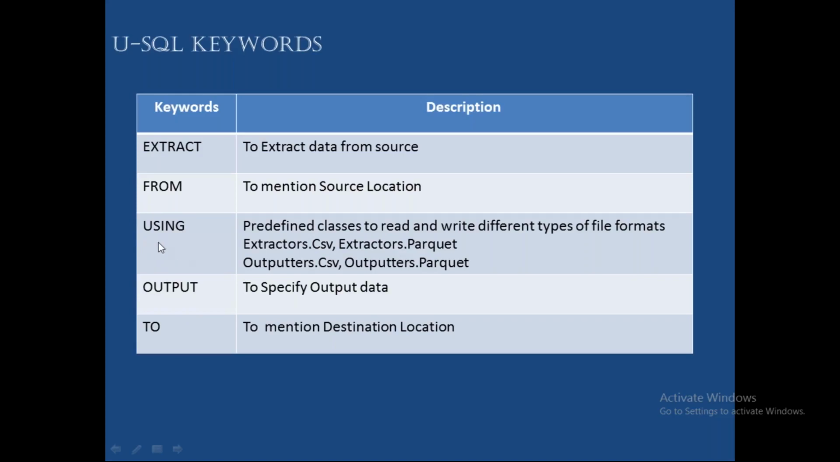Next, for extracting or for writing, you need to use Extractors.Csv, Extractors.Parquet. If you want to read a CSV, Extractors.Csv. If you want to read a Parquet, Extractors.Parquet. In the same way, if you want to write it, Outputters.Csv, Outputters.Parquet. If you want to write it as Parquet, it is Outputters.Parquet. If you want to write it as CSV, it is Outputters.Csv.